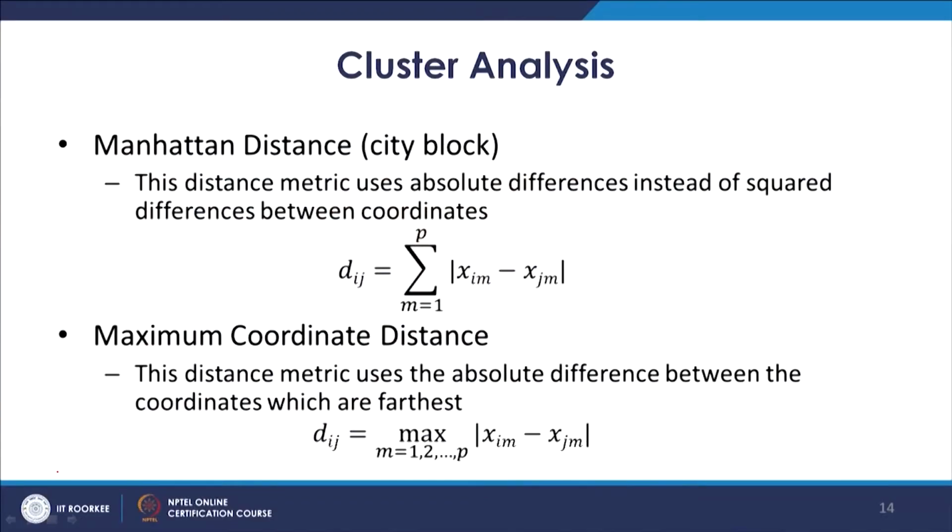Now, all these metrics that we have discussed so far involve numerical data. Typically, all these metrics that we have discussed, maximum coordinate distance, Manhattan distance, statistical distance, correlation based similarity, and the Euclidean distance, all of these metrics are for numerical data.